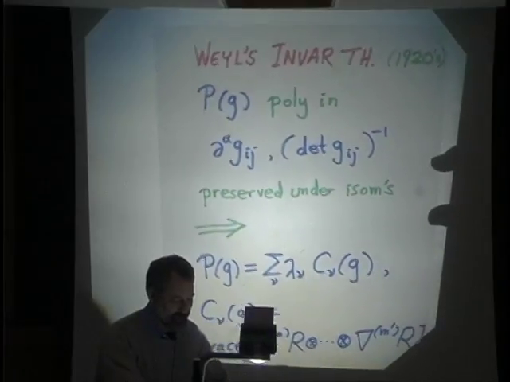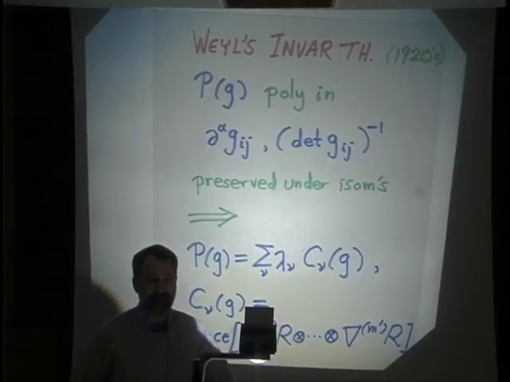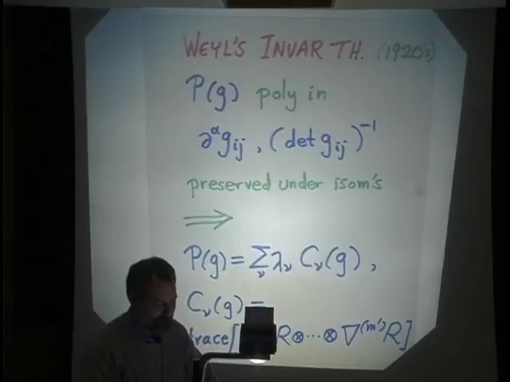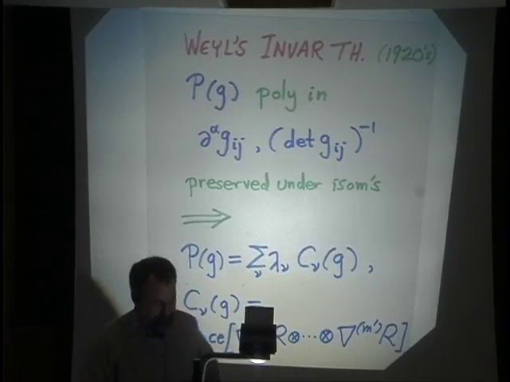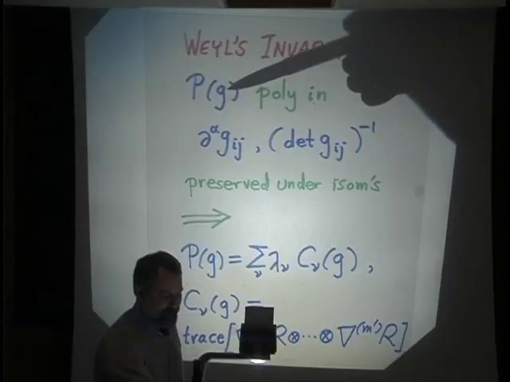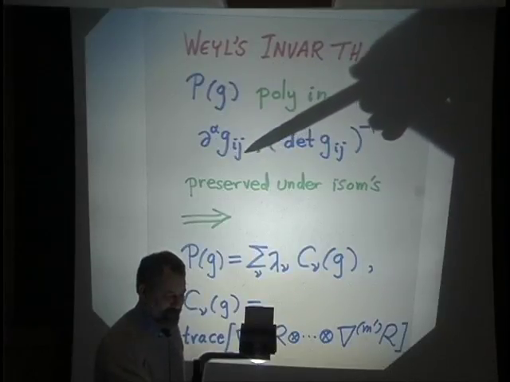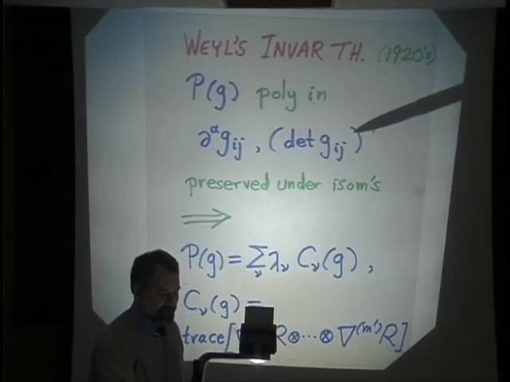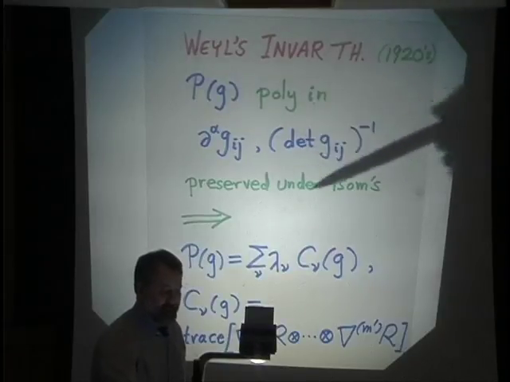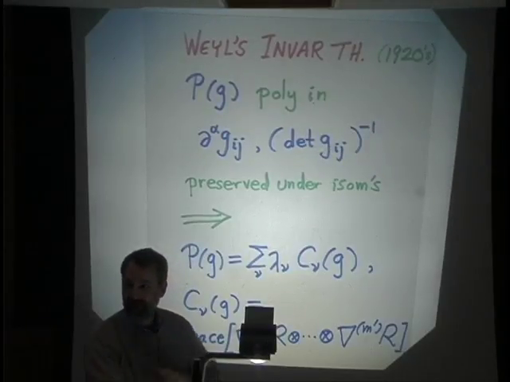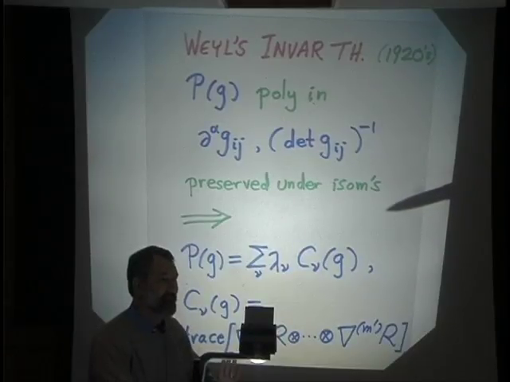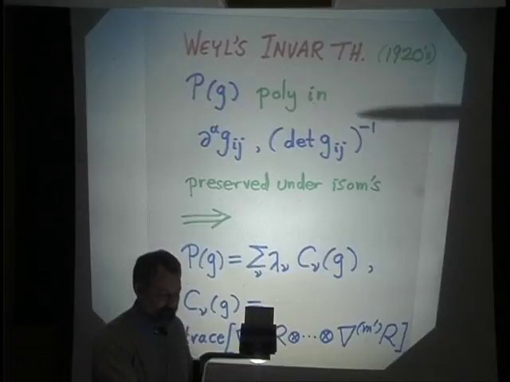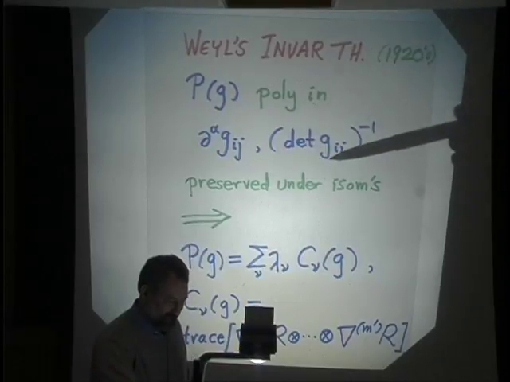So the first bit of background is Hermann Weyl's invariant theory from the 1920s, and so this says the following. Suppose we have one of our polynomials in the derivatives of the metric and in 1 over the determinant, and suppose that this thing is preserved under isometries, but let's assume nothing else, no conformal invariance, nothing about the properties under constant rescalings, just this. What can this thing look like?